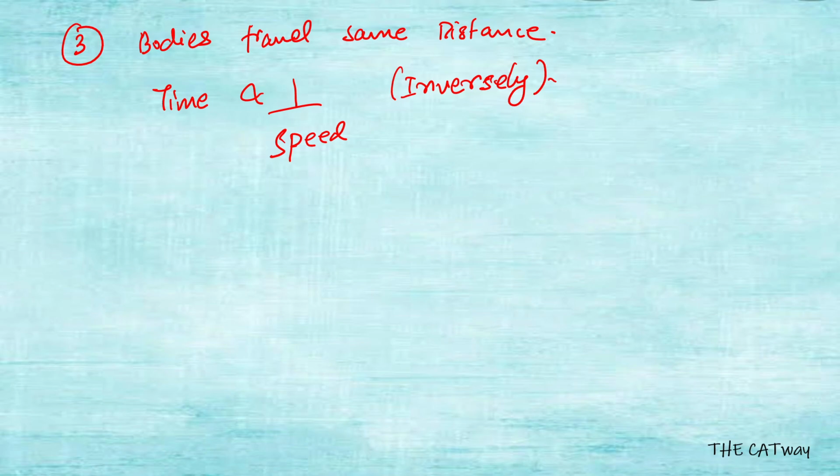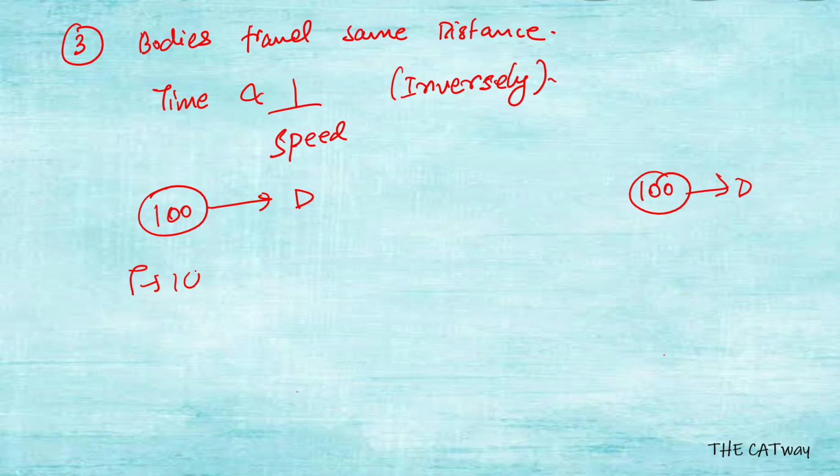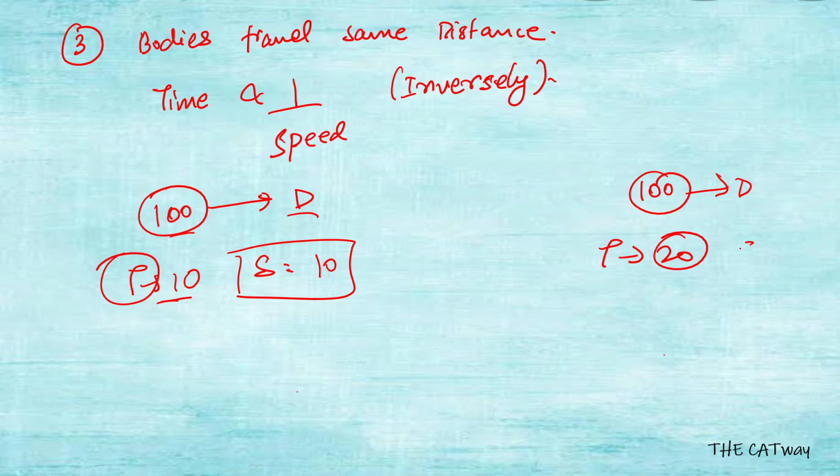Take an example here also. So the first example which we are going to take is, let's say the distance is constant. So let's say the distance is 100 in both the cases. Now let's say the time in this case is 10 and time in this case is 20. The speed in this case would be distance upon time, that is 100 by 10, it will be 10. Speed in this case will be 100 divided by 20, speed will be 5.